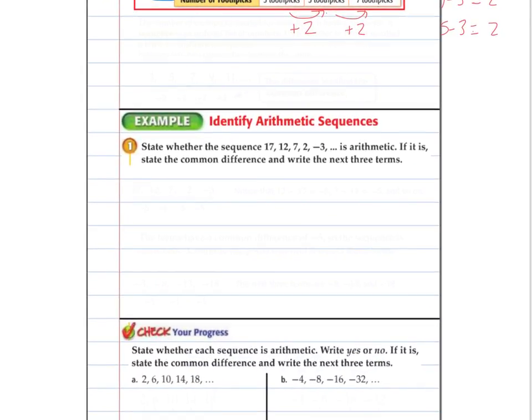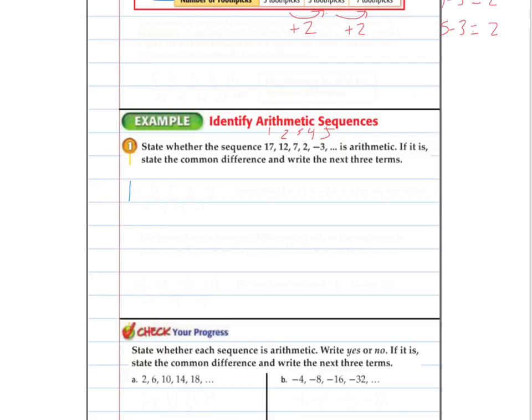So we are to identify arithmetic sequences. So we have to state whether it is a sequence or not. And remember, it's an arithmetic sequence if the difference between each number is the same, between each term. So if you think term, this is my first term, second term, third term, fourth, fifth, and so on. So we're looking for terms. It's the number in the sequence. So if it's arithmetic, and if it is, then state the common difference.